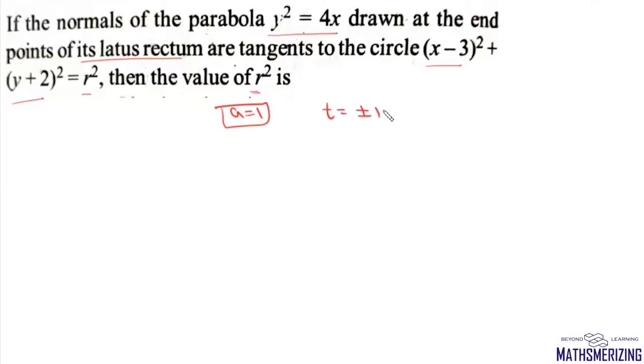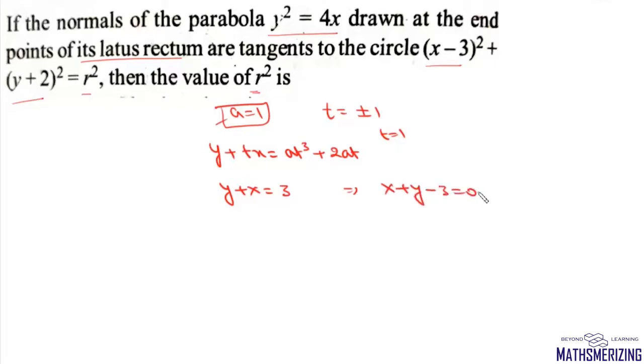So we can write the equation of the normal as y plus tx equals at cubed plus 2at. Now we'll put in the values of a and t. Here a is 1 and let us take t as 1. So we can write this equation as y plus x equals 3. So one of the normals is x plus y minus 3 equals 0.